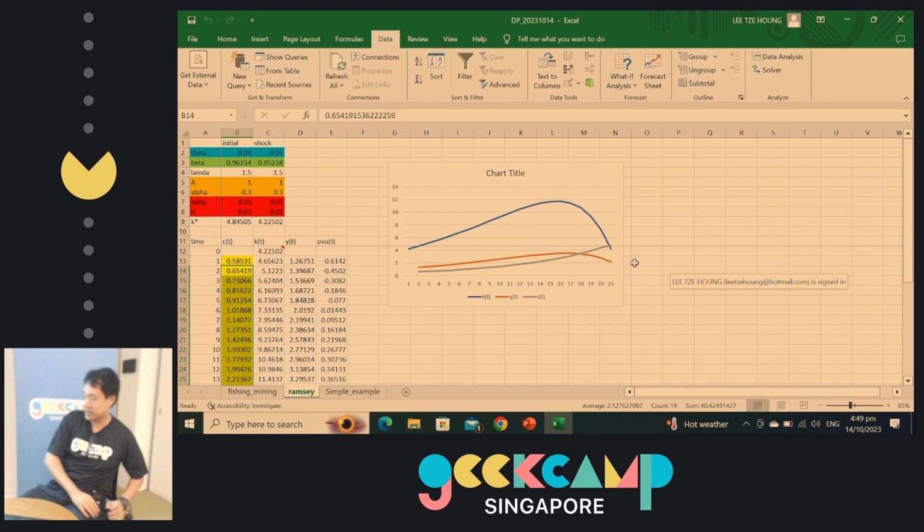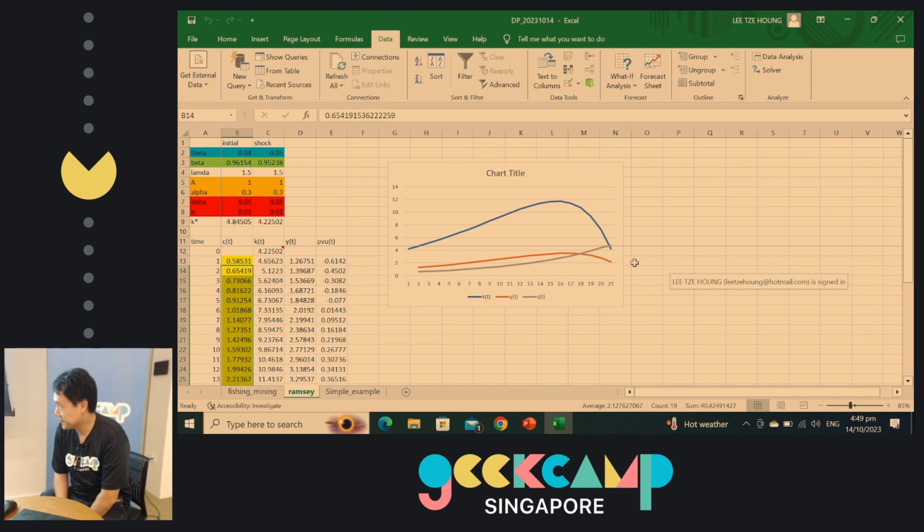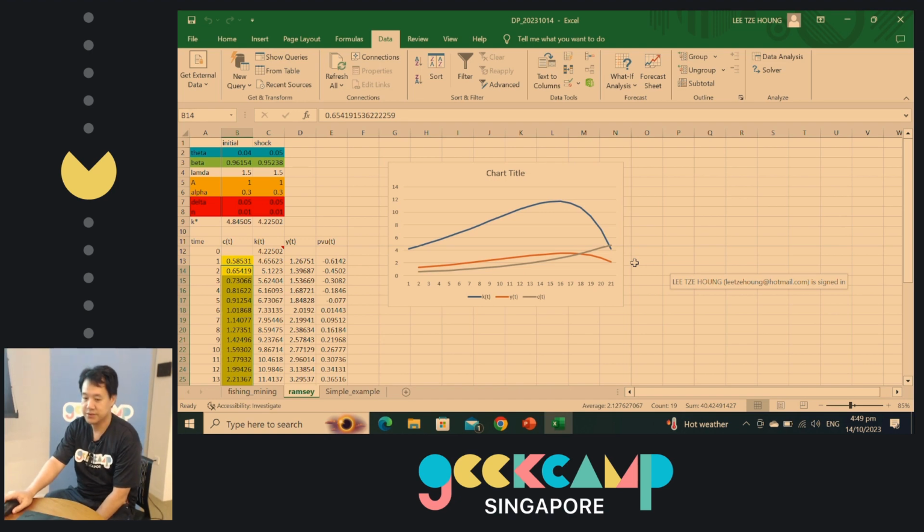Now let me give you the simpler one, which hopefully you can make use of and maybe show off to your teachers or friends if you go back to school. So this example is on fishing and mining, which is on page 7 of the second paper. So you can see this is much simpler.